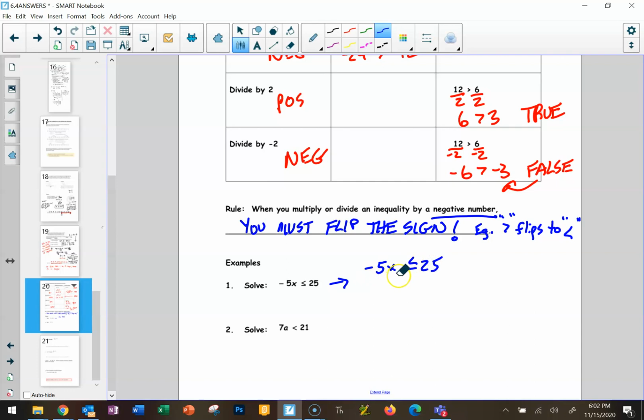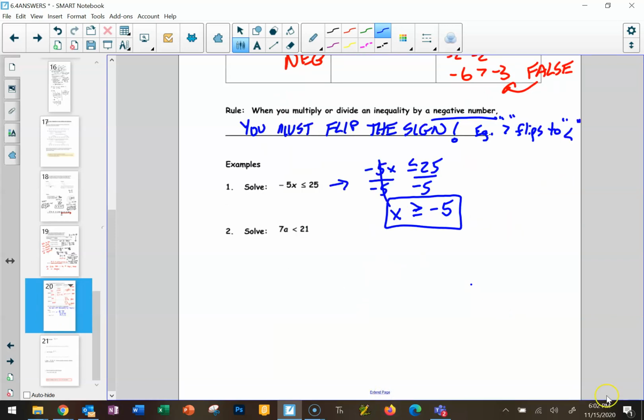We already have the variable isolated on one side. We've got the constant on the other. But we need to get rid of the -5 coefficient, right? Because we want x alone, so we've got to divide by -5. Because we've divided by a negative number, we have to flip that sign. So let's flip it to greater than or equal to, and that would be -5. This is just practice, getting used to the fact that if you're dividing both sides by a negative or multiplying both sides by a negative, you've got to remember to flip that sign.